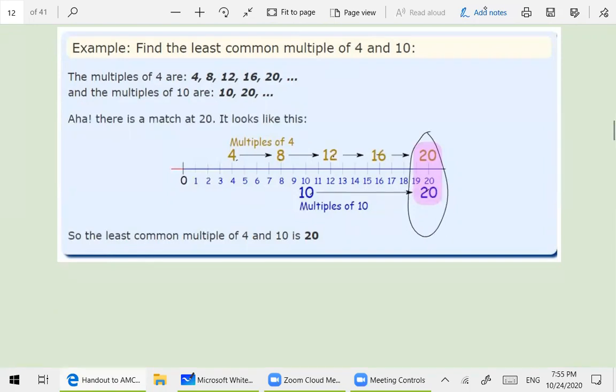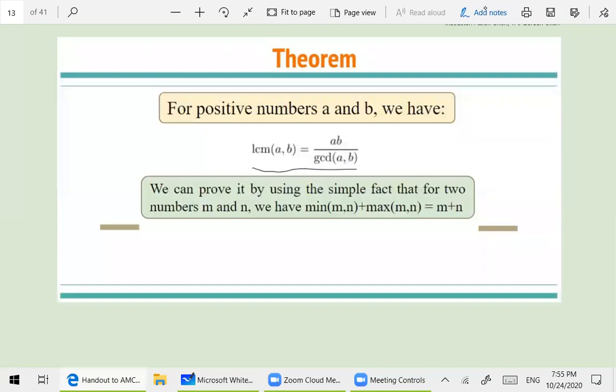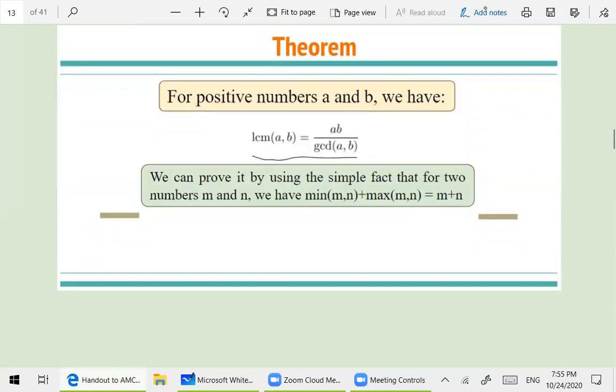And here's a theorem. The LCM times the GCD of A and B just equals A times B.